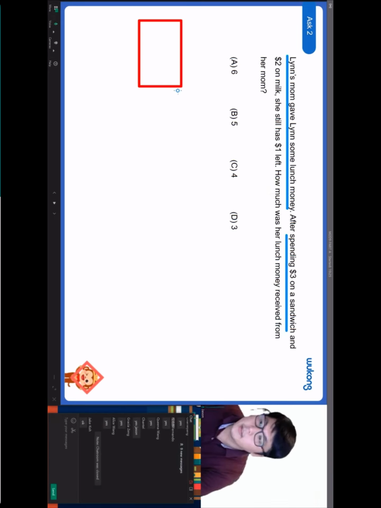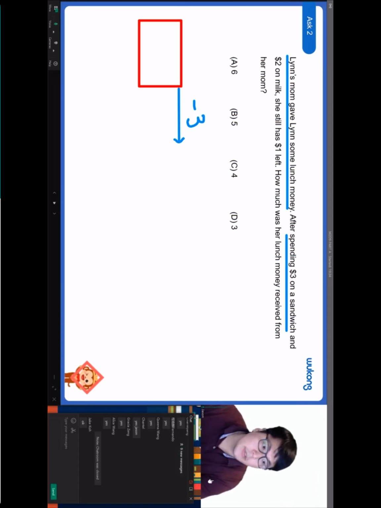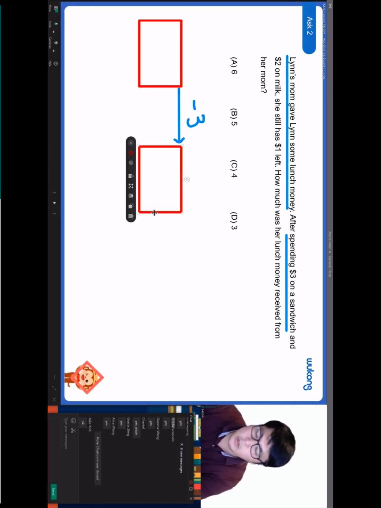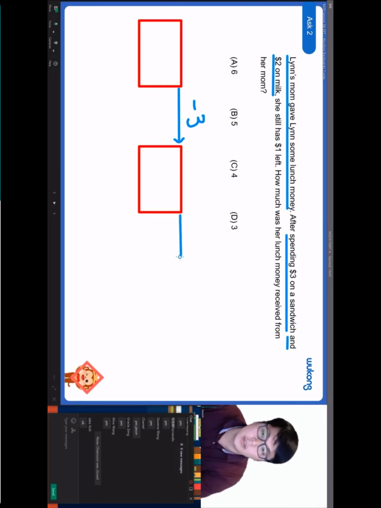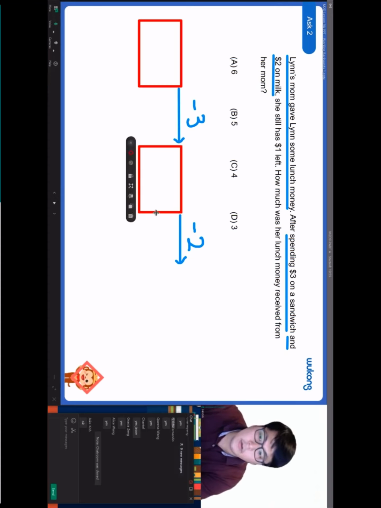So now, we need to draw an arrow, and guys, we're losing money, so we subtract 3, okay? And then, do we know how much money we have left? No. So we draw another box. And then, what happened after? And spent $2 on milk. So we bought milk again for $2. So we lost $2, so we lost money. So minus 2 again. And then, do we know how much money is left now?